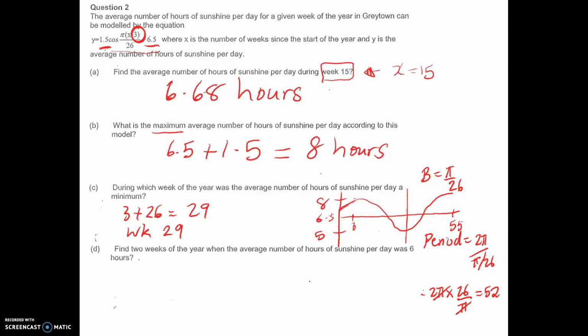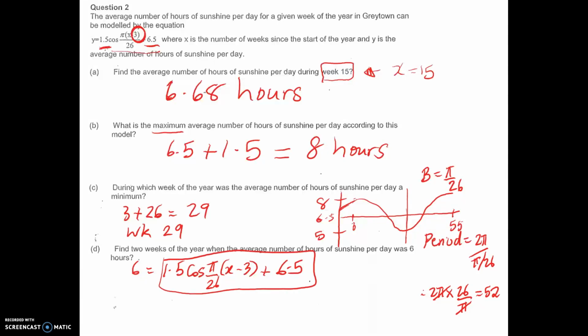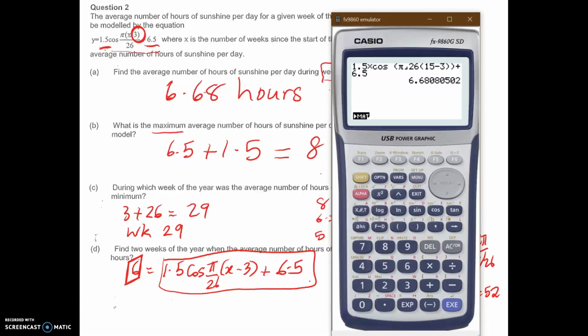Okay, next question. Find 2 weeks of the year when the average number of hours of sunshine per day was 6 hours. So you are solving this equation. So I would just put this into the graphics calculator. This is my first function and this is my second function, and I would find the intersection point for them. Okay, so just showing you how to use your graphics calculator again for this.